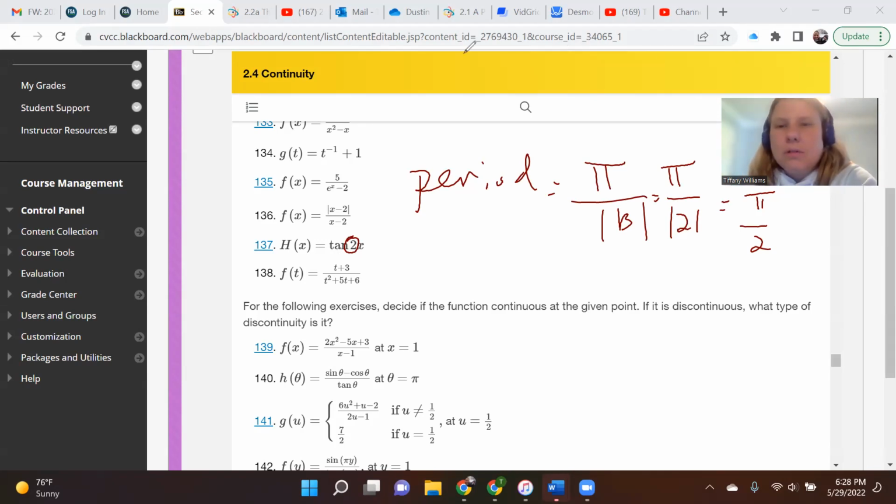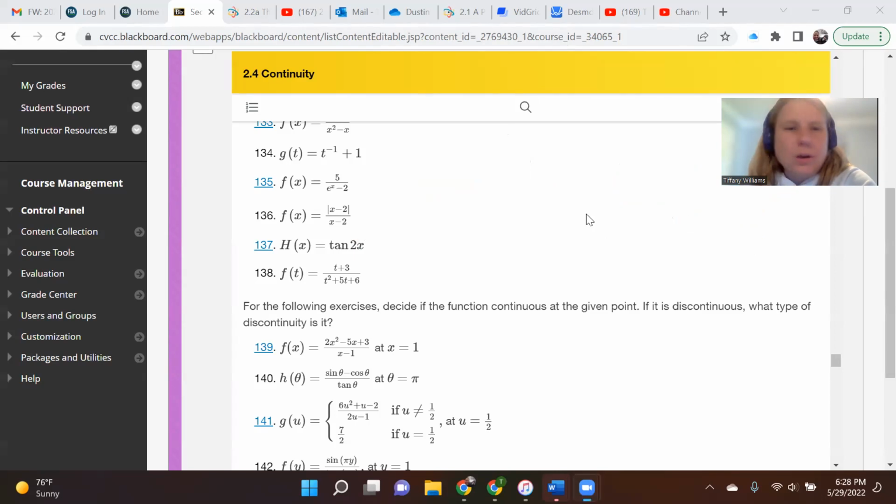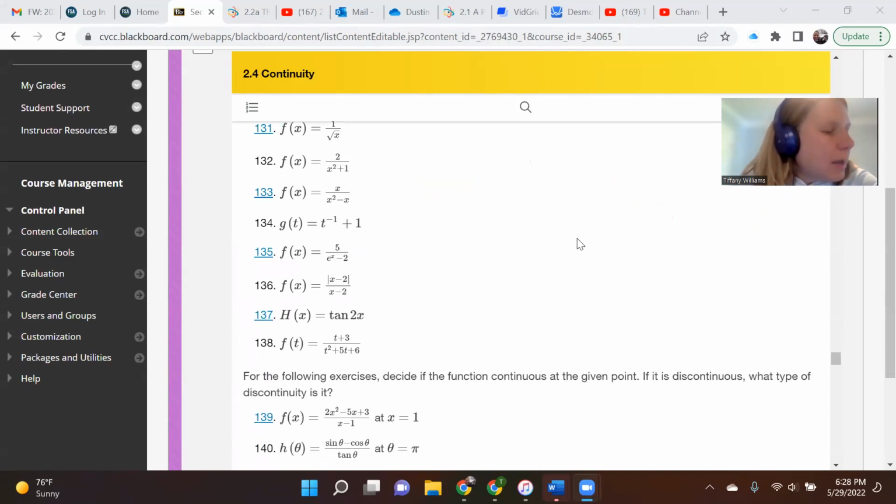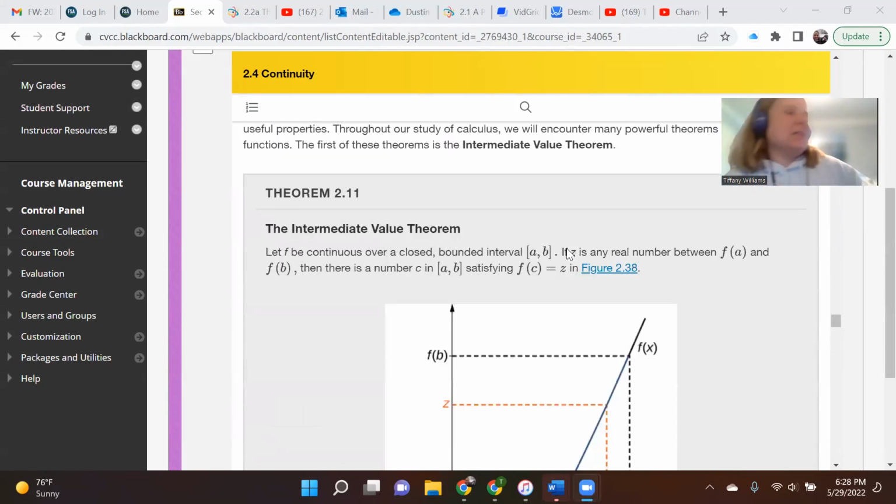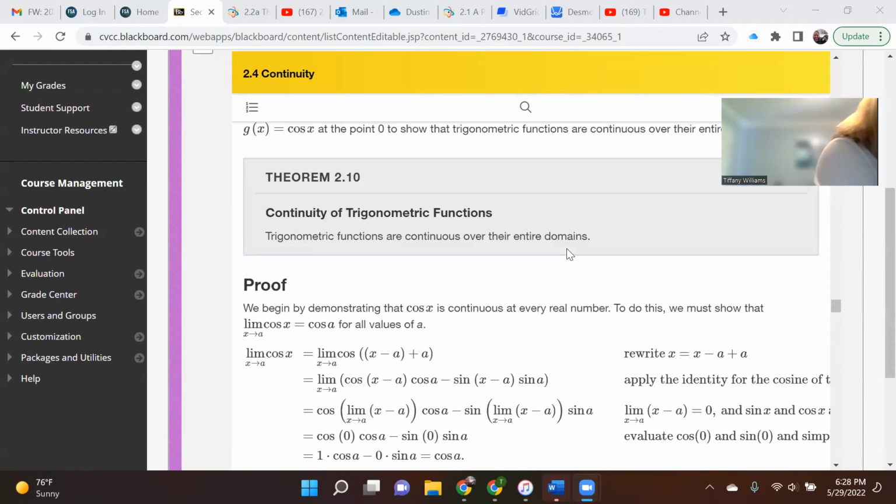Let me clear this out because I want to go back up in your book here. I'm going to look at page 187.